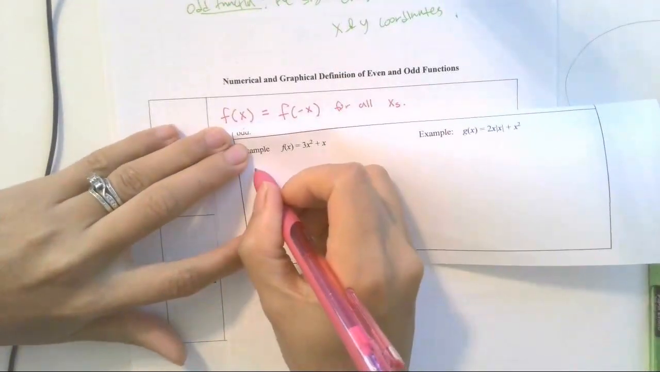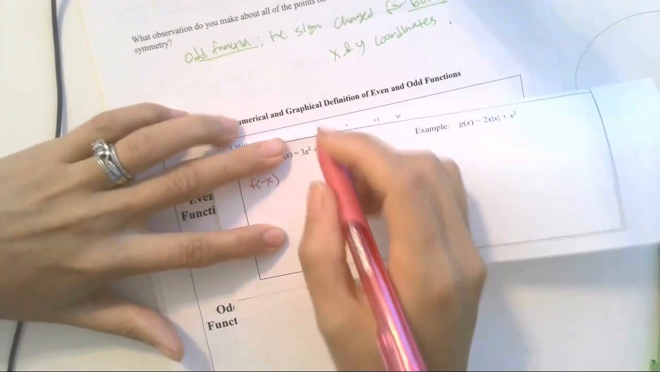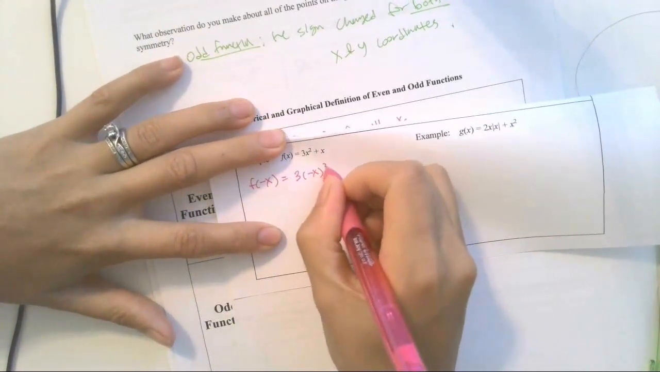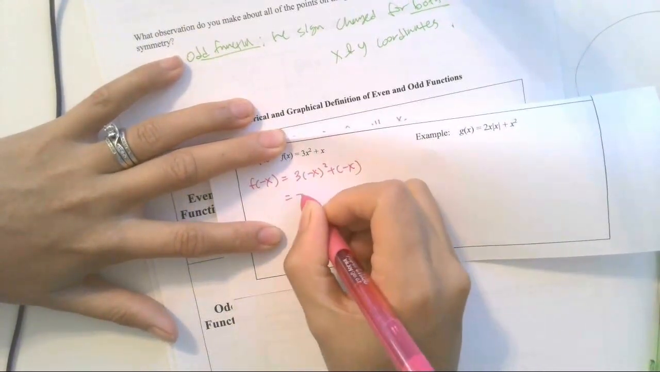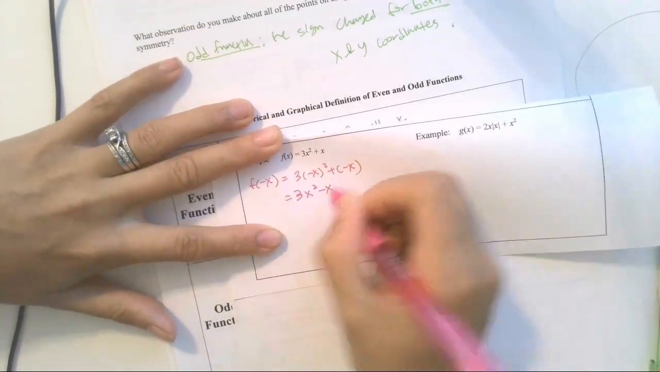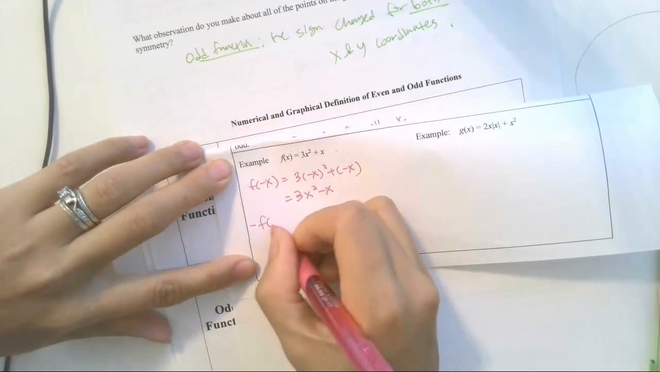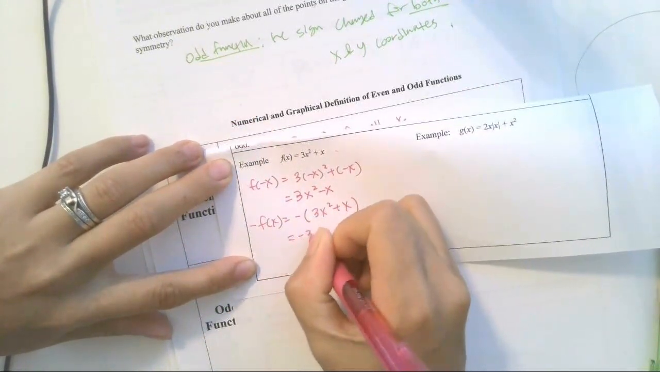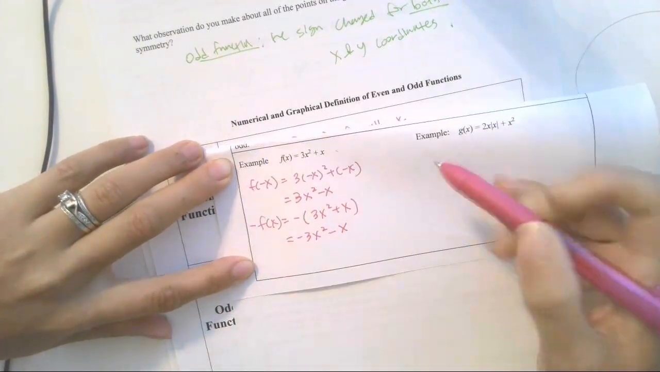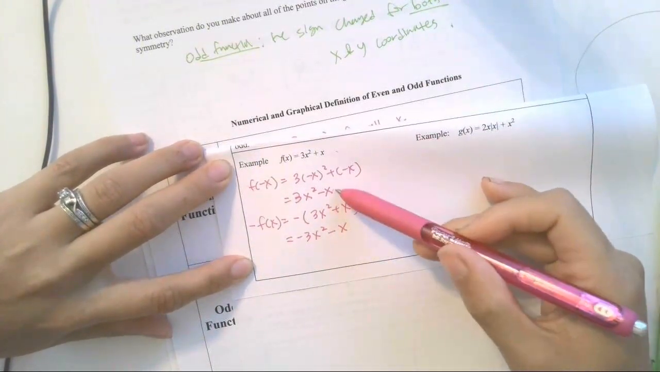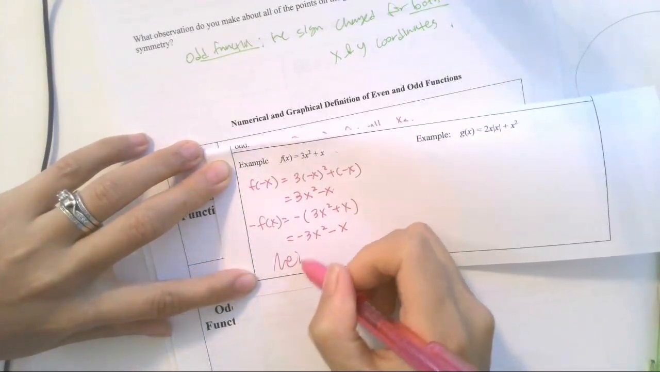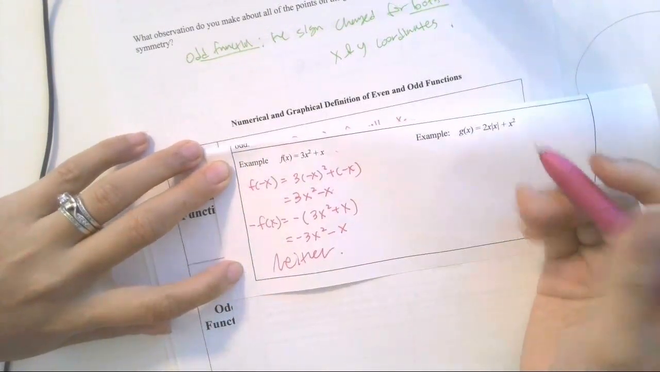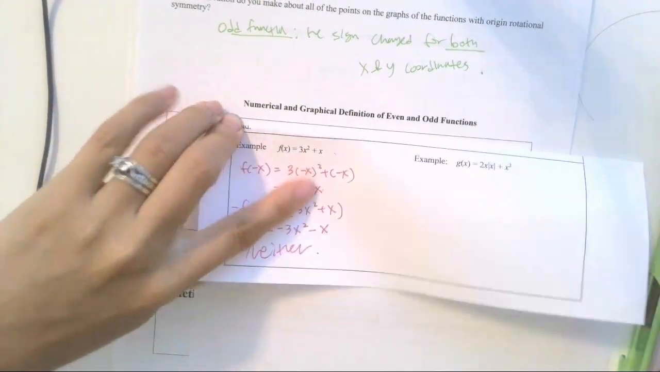I'm going to do one more with you. So f of negative x, let's try that. Oops, 3 times negative x squared plus negative x. I can already tell it's not going to work. 3x squared minus x. Not the same. What about negative f of x? Negative f of x with the parentheses, negative 3x squared minus x. Are these two the same now? No, neither. Okay, so if that doesn't work, you just say neither, and then you're going to find a very similar thing over here as well.